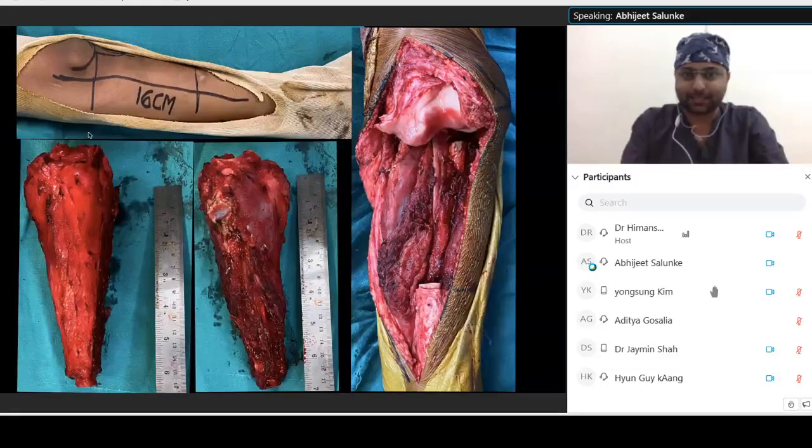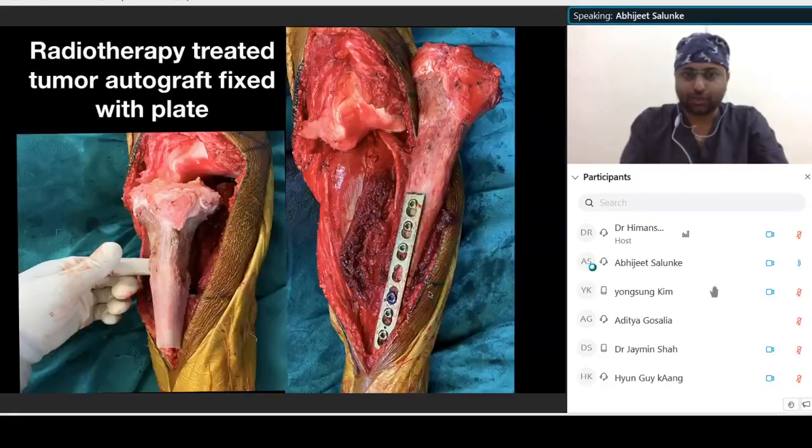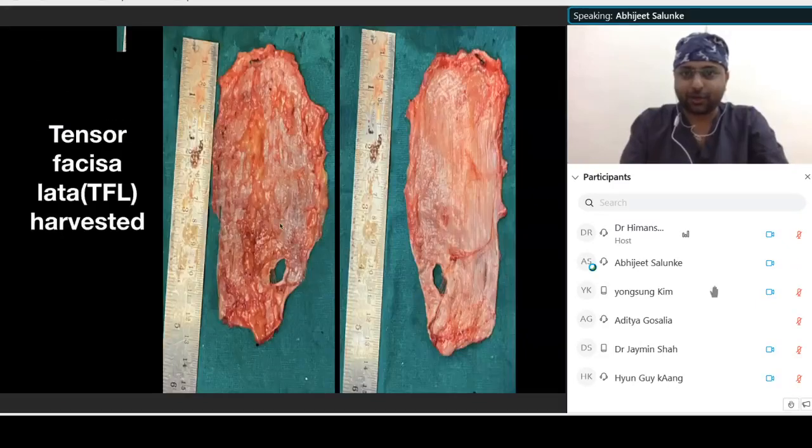This was the dissected specimen. This is the neurovascular bundle. So this was the bone which was sent to radiotherapy. We can see the meniscus is quite good. So this ECRT-treated bone was put back again at the host site. We used multiple options to reconstruct the anterior cruciate ligament, medial collateral and lateral collateral.